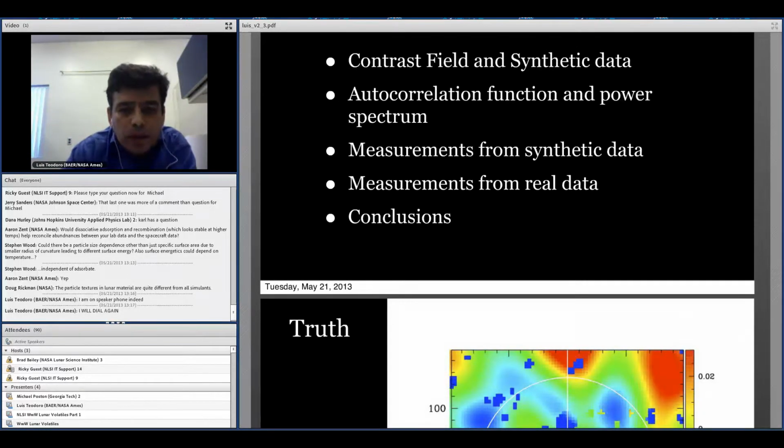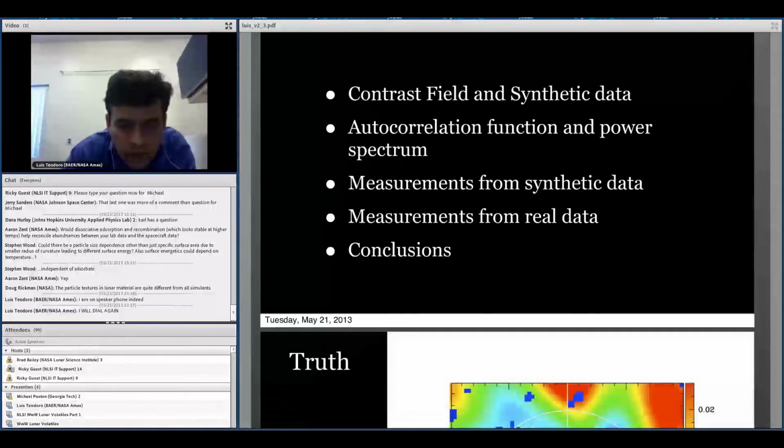You can just use the arrow keys at the bottom there. Right. Oh, okay. Excellent.